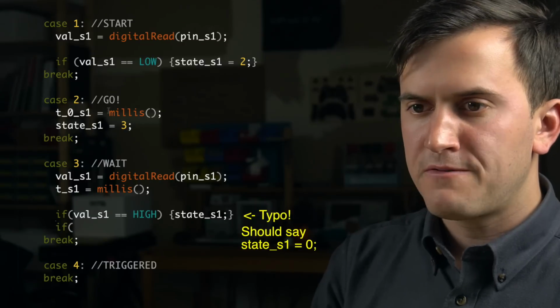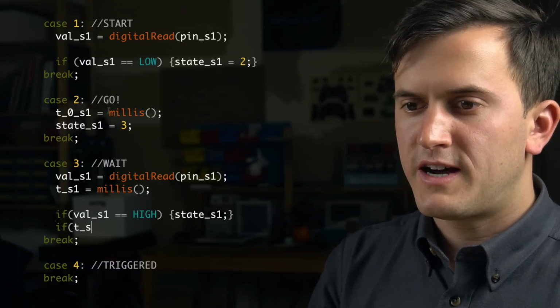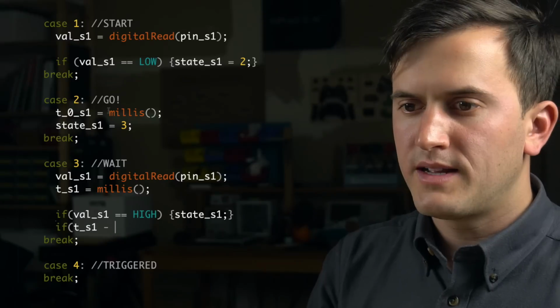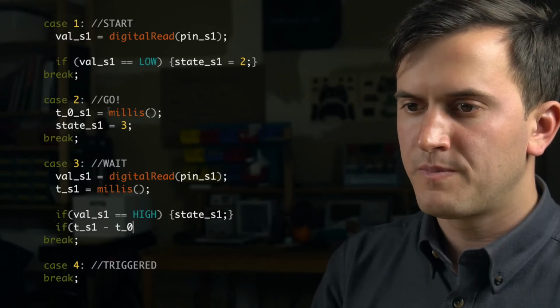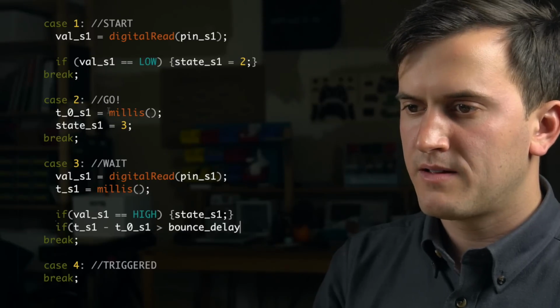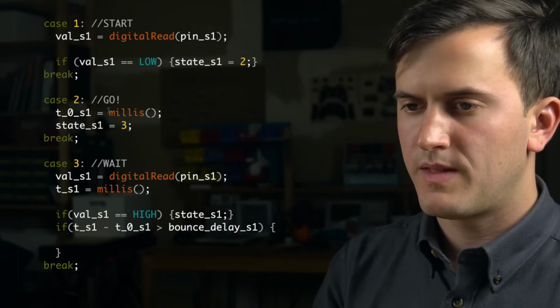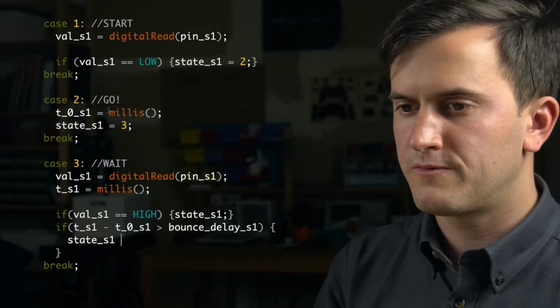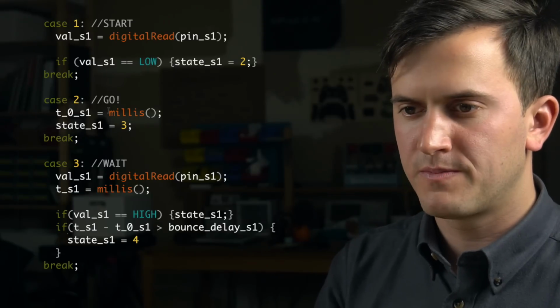And then our other one's a bit more complicated. So here I'll say if the current time at switch 1 minus the time 0 of switch 1 is greater than our bounce delay, then we'll run some code. And that code will be to set the state equal to 4 for a triggered event.